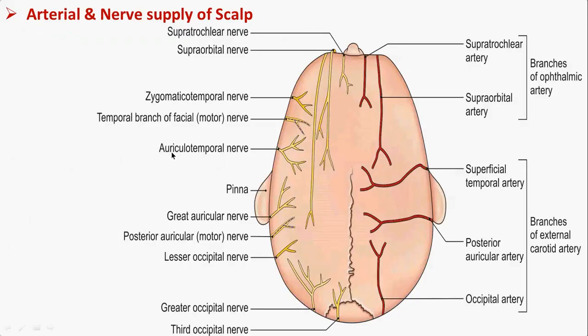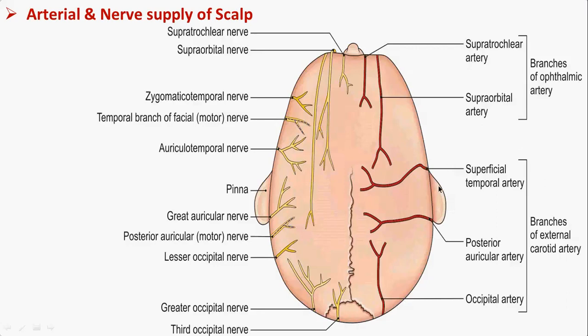Here we will see the arterial and nerve supply of the skull. In front, first we will see the arterial supply. In this figure you can see the supratrochlear artery and supraorbital artery. They are branches of the ophthalmic artery. The ophthalmic artery is a branch of the internal carotid artery.